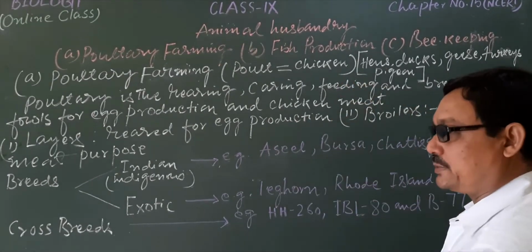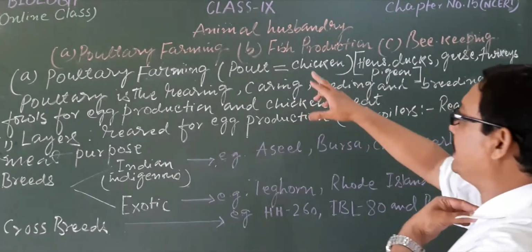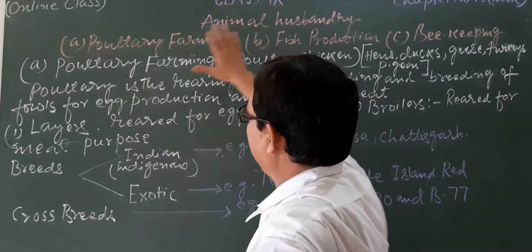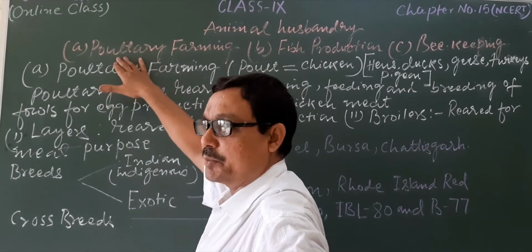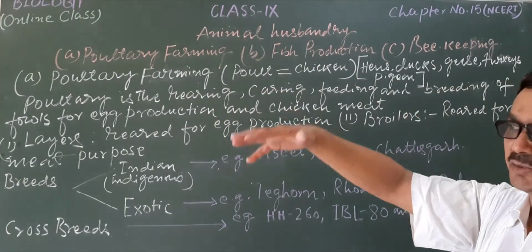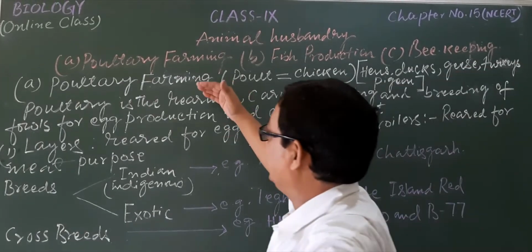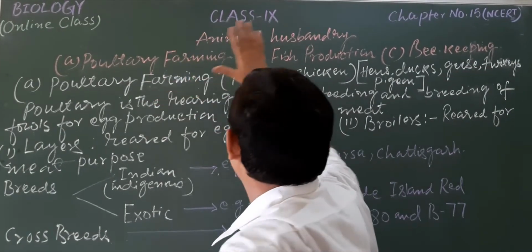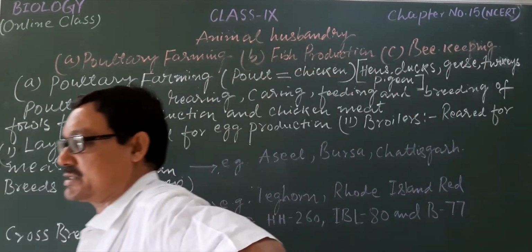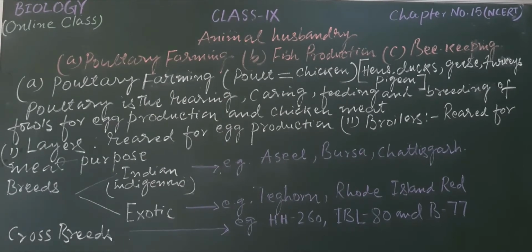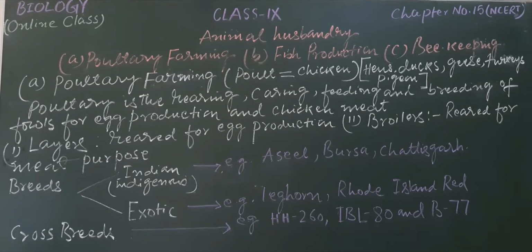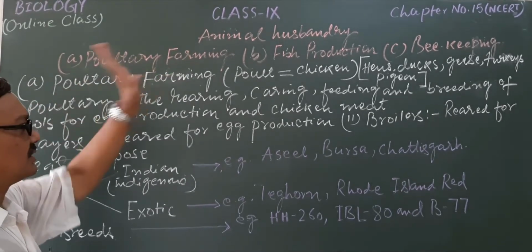come to animal husbandry, and in the last week we have already seen that under animal husbandry there are rearing, breeding, caring and the other management aspects of the cattle, the poultry, the fish production and the beekeeping, all included under animal husbandry. So in the last week we already completed the cattle farming. Today we will study about poultry farming.